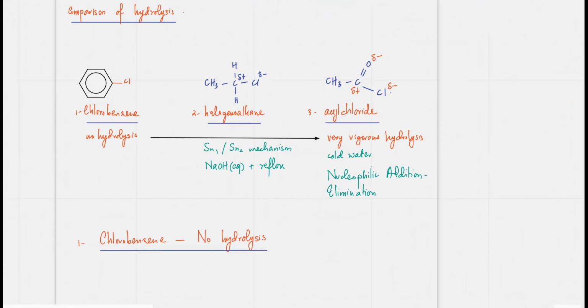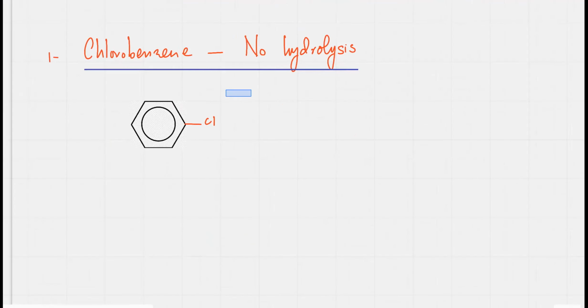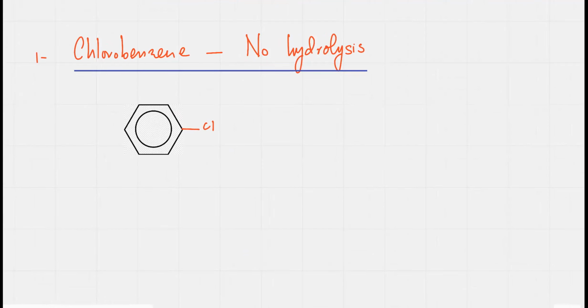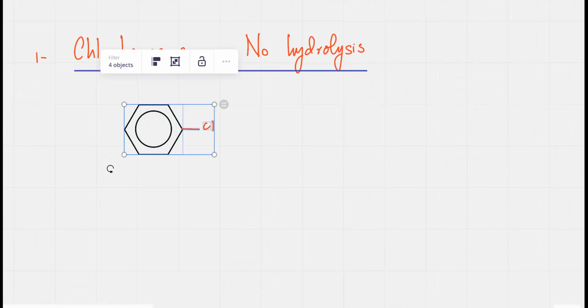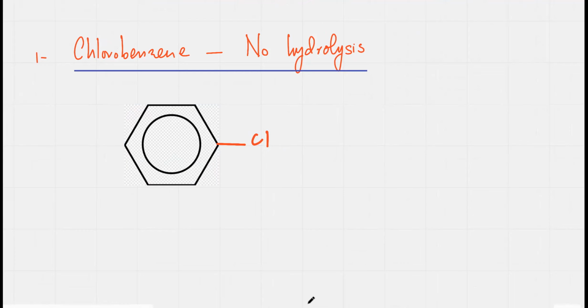Here's your chlorobenzene molecule. Now, for water to be attracted to it, remember water is a highly polar molecule. So for water to be attracted to it, there has to be a positive center somewhere, which is completely absent over here. It's either water or OH minus.